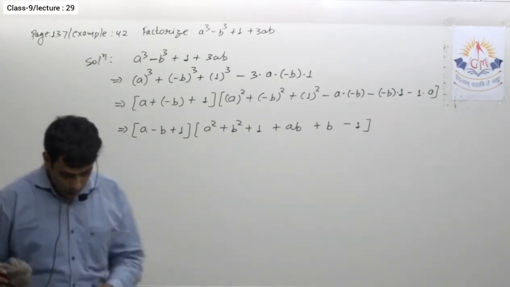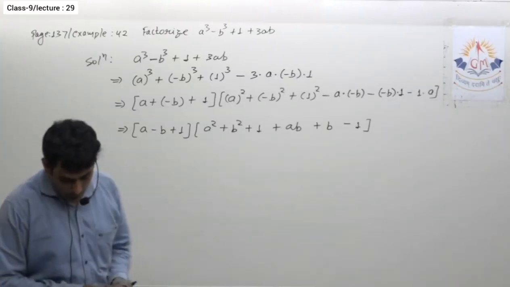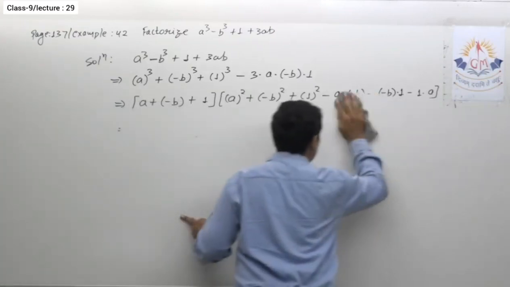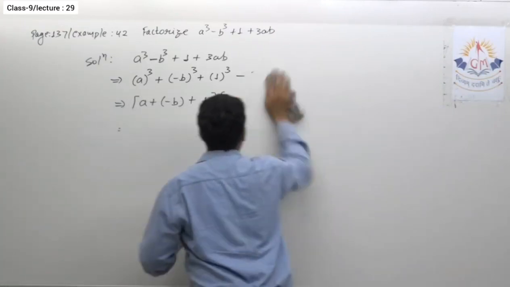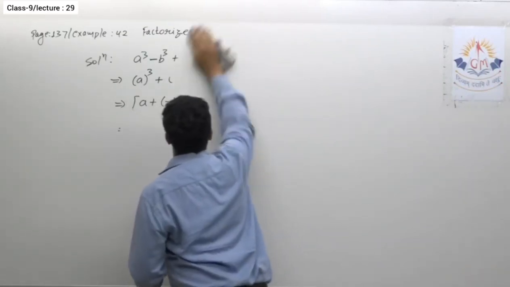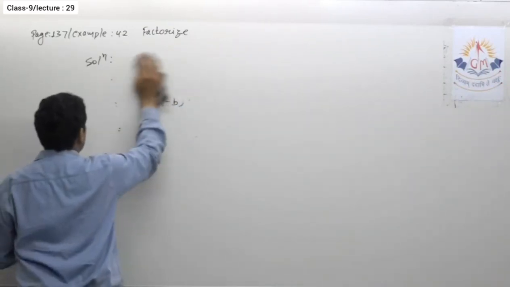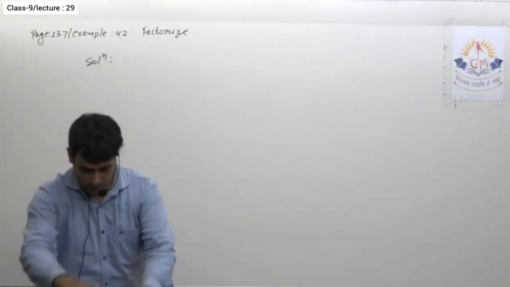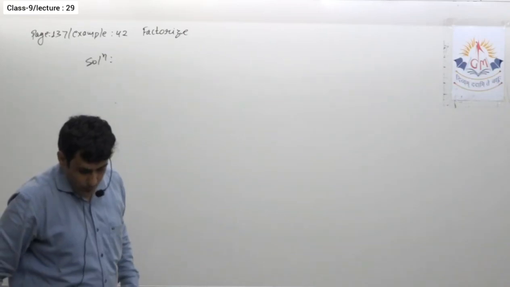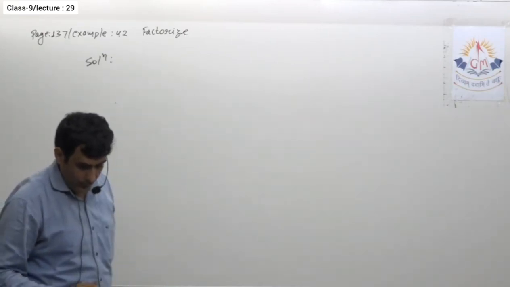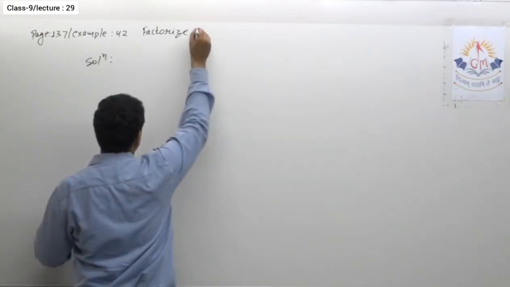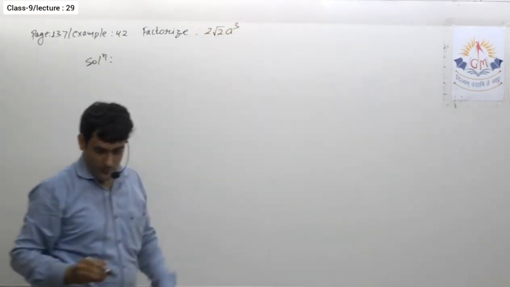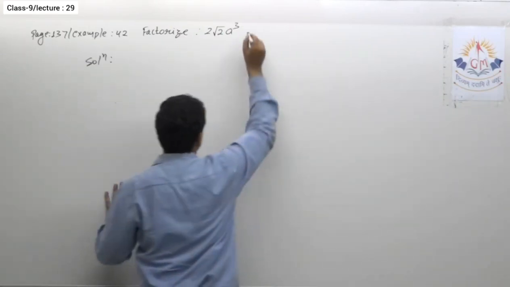Okay, now we'll see the next question. Example number 45, page number 137. Factorize 2 root 2 a cube plus 8b cube minus 27c cube plus 18 root 2 abc.